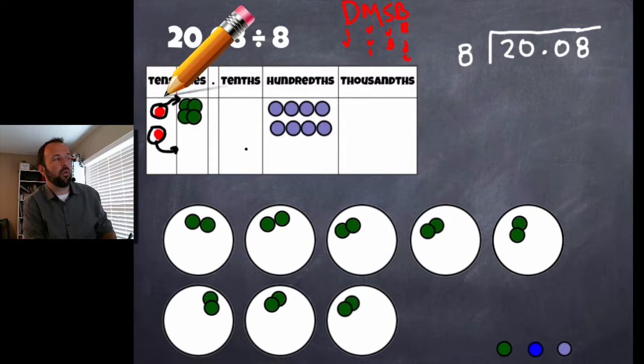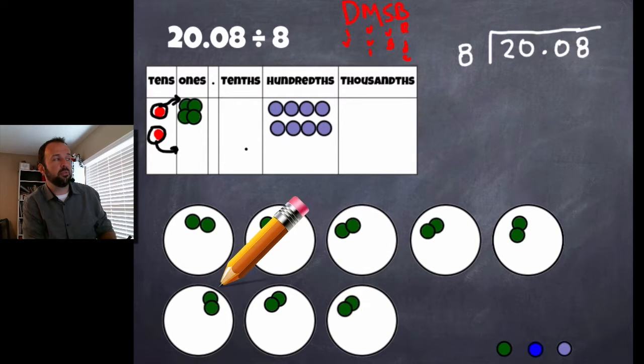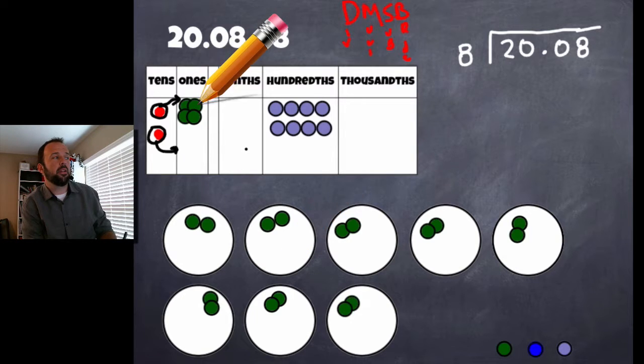All right, I went as far as I could, and now I have 4 1s left over, but I won't be able to put them into these groups evenly, right? I'm going to have some without 1. So I'm going to stop there for now. I'm going to think about this for a second.